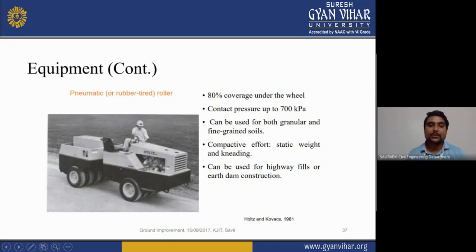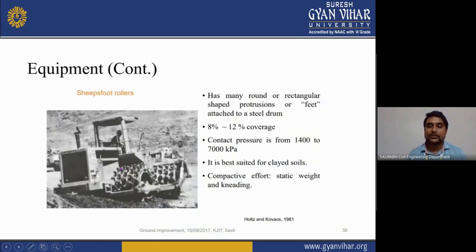And this is your pneumatic rubber tired roller, which is also used for the improvement of the ground. It can be used for both granular and fine grained soil. Compaction effort may be by static weight or by kneading, and it can be used for highway fill or earth dam construction. So you can see here is a different equipment known as the sheepsfoot roller. I have prepared one separate video which you can watch to know the function of the sheepsfoot roller.